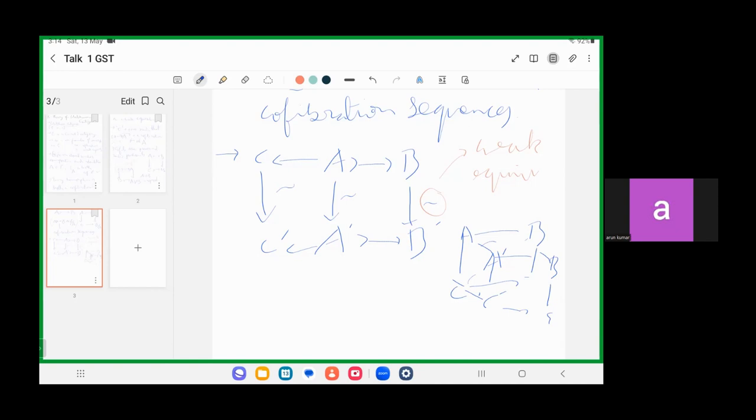So if you have a diagram like this, then B union C over A to B prime union C prime over A prime is a weak equivalence. So this is one property.